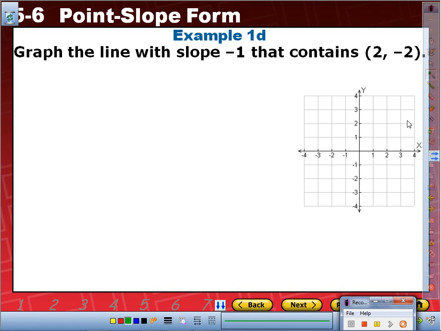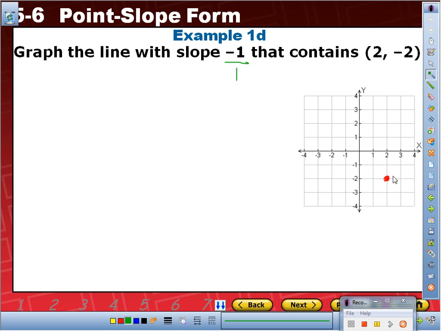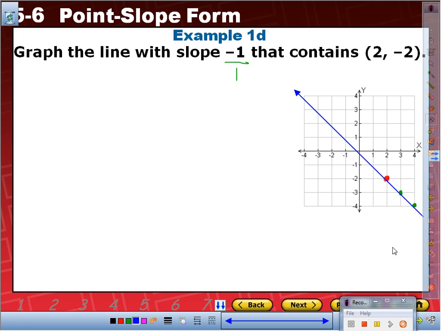So first things first, you plotted your point, 2, -2. 2, -2 is right there. My slope is -1 over 1. That means 1 step down, 1 to the right. Plot your point. Let's do it again. 1 step down, 1 to the right. Plot your point. And your line should look something like that. Hands if you got that. Okay, good. All right. So notice that the graphing on this one is fairly simple, right?